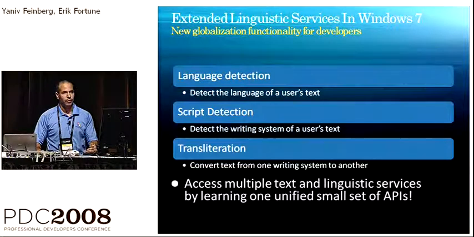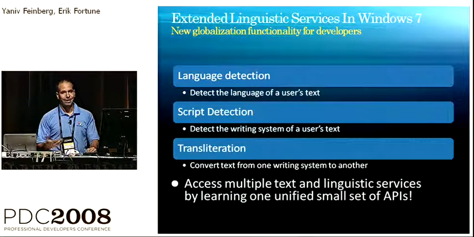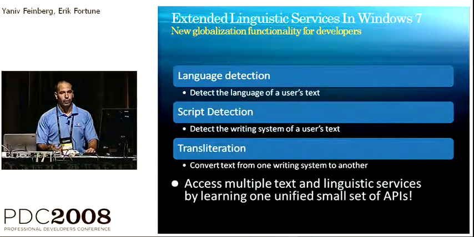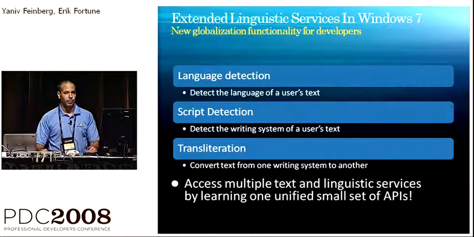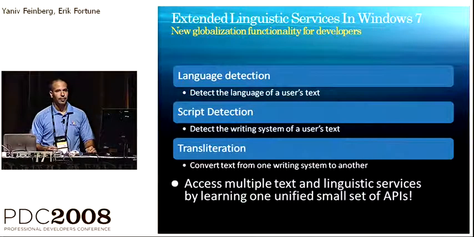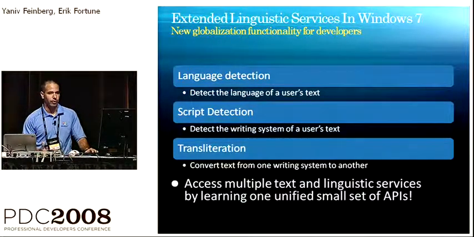So the first service that we're providing is language detection. Language detection is basically when you pass text to us, we'll guess and tell you what language the user has this text in. The second service that we provide is script detection. Script detection is basically the writing system or the alphabet that the text is written in.